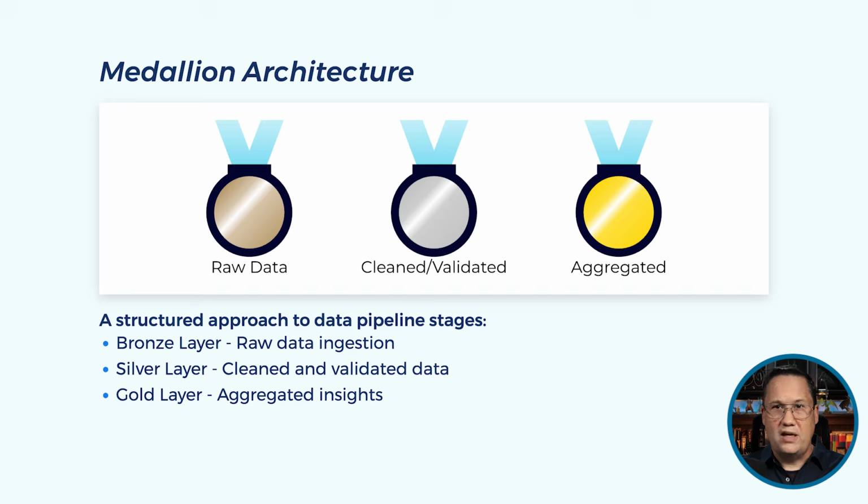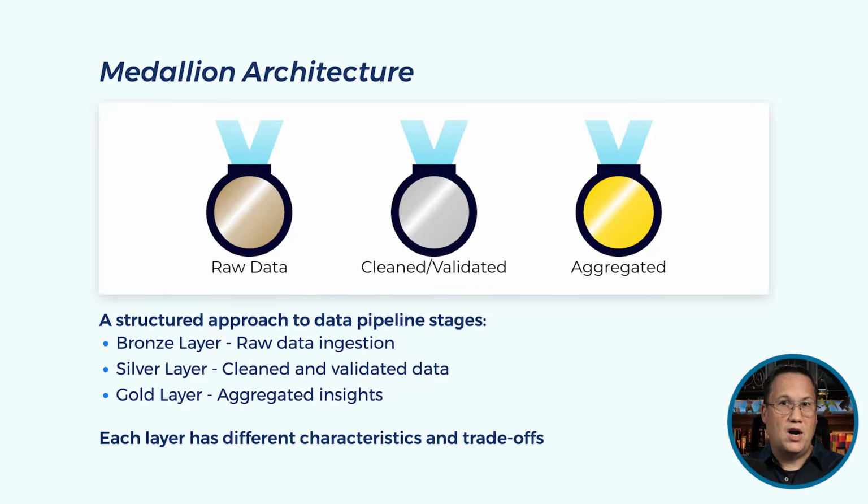Data can arguably be served from any of the layers, however the gold and silver layers are typically the primary targets. Each layer has different characteristics and represents different trade-offs in terms of data quality, processing complexity, and consumer readiness.